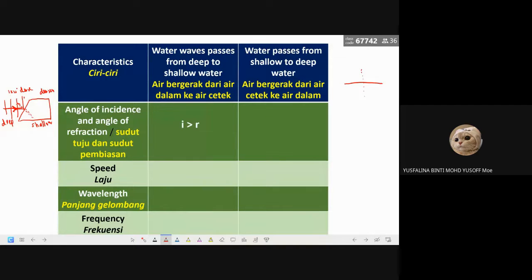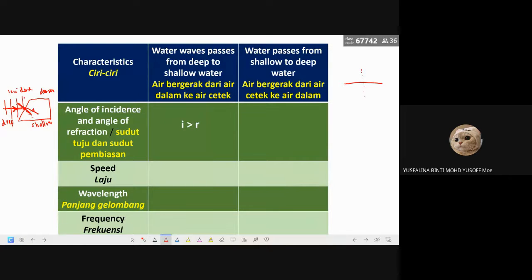Less dense to dense. Just now, like air going to glass, it is refracted towards the normal. So when you draw the direction, it should be closer to the normal line. Let's say this is a normal line. So the line should be closer to the normal line.